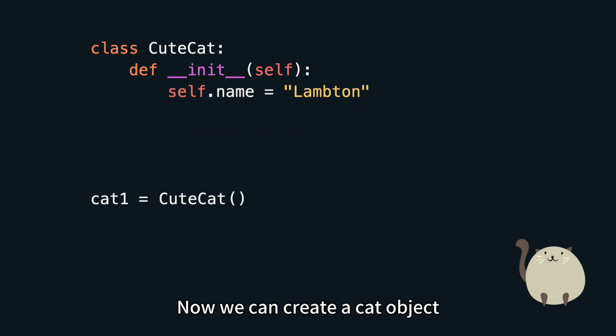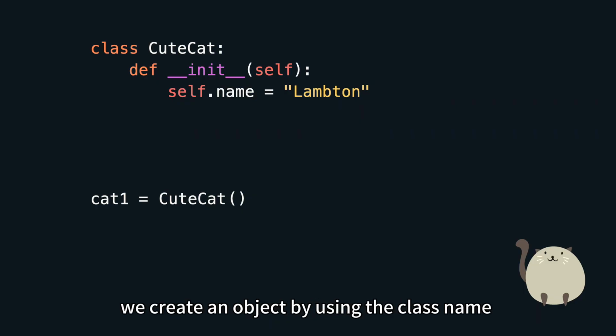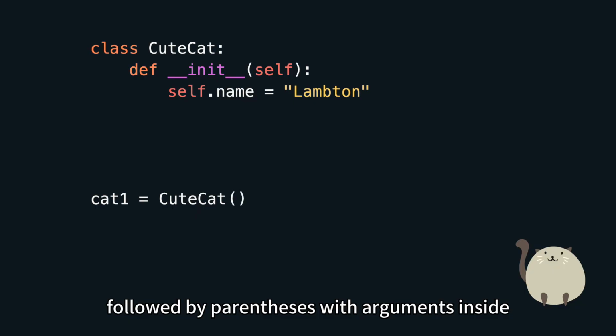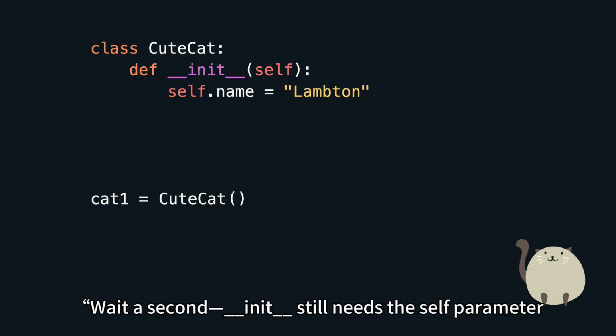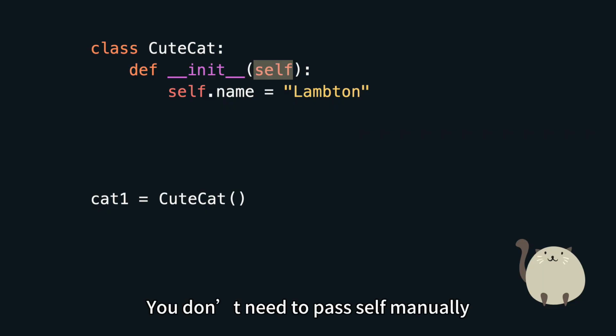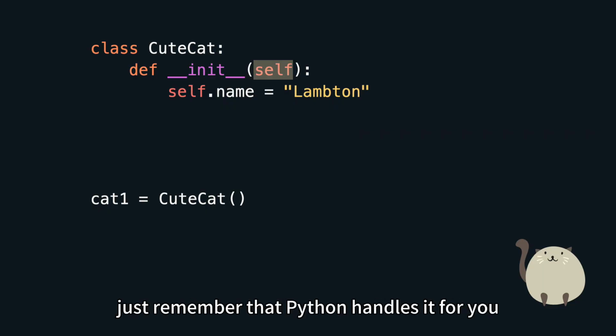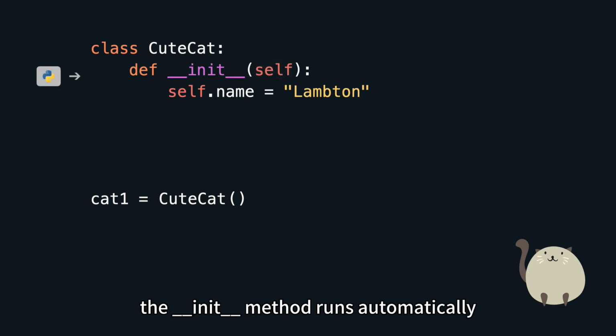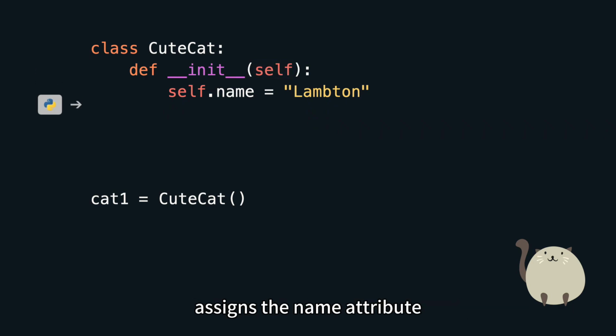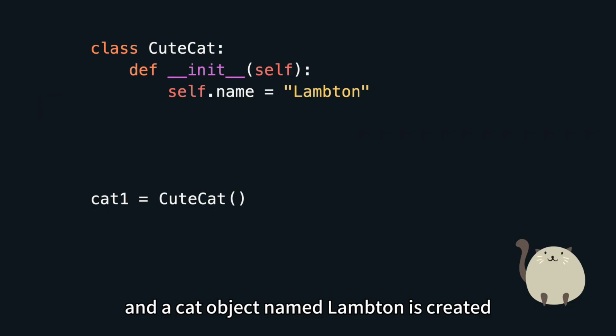Now we can create a cat object in Python. We create an object by using the class name followed by parentheses with arguments inside. This calls the __init__ method and returns an object. You might wonder, wait a second, __init__ still needs the self parameter. Where did it go? You don't need to pass self manually. Just remember that Python handles it for you. When you call CuteCat to create an object, the __init__ method runs automatically, assigns the name attribute, and the cat object named Lambton is created.